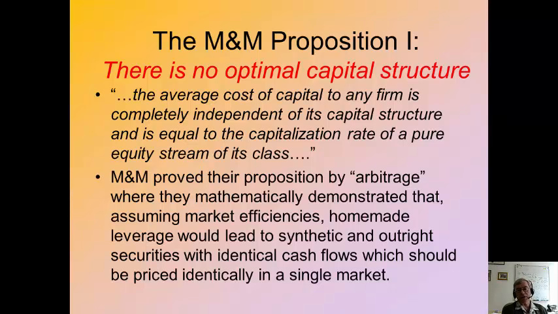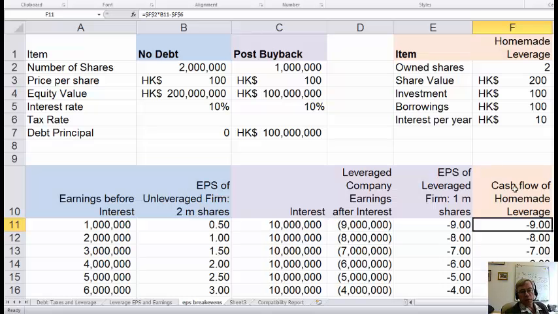They proved their proposition by an arbitrage argument, where they mathematically demonstrated that, assuming market efficiencies, homemade leverage would lead to synthetic and outright securities with identical cash flows, which should be priced identically in a single market. Their proof revolved around the identity of a firm with leverage on its balance sheet and an unleveraged firm's cash flows where the investor synthesizes the leveraged firm with homemade leverage.